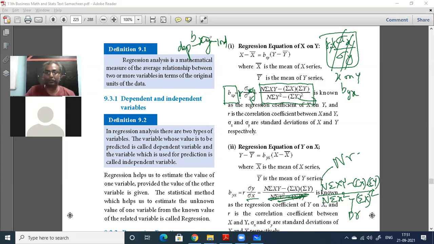This is all there is to regression equations. Two lines you have to draw. The first line is x minus x bar equals b of xy into y minus y bar, x on y.